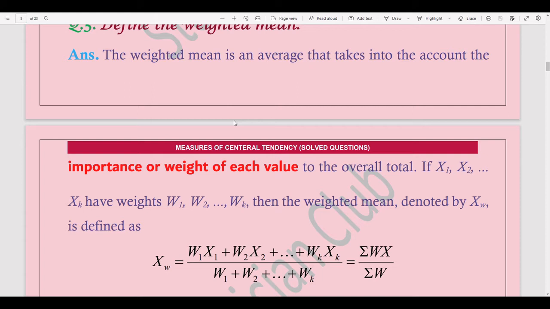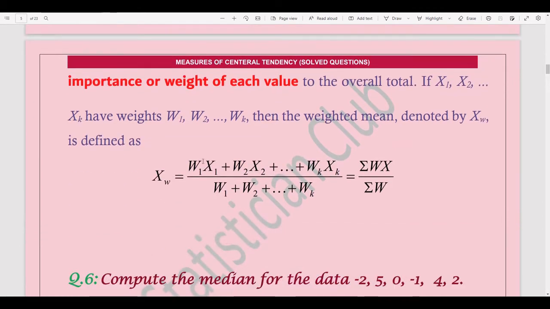So in statistics, when you assign weight to the values according to their importance, it is called weighted mean. So what is the formula of weighted mean? You multiply each observation, which is x1, this is your data set, with its weight: w1 x1 plus w2 x2 plus so on wk xk, over w1 plus w2 plus so on plus wk, that is, sum of wx over sum of w.